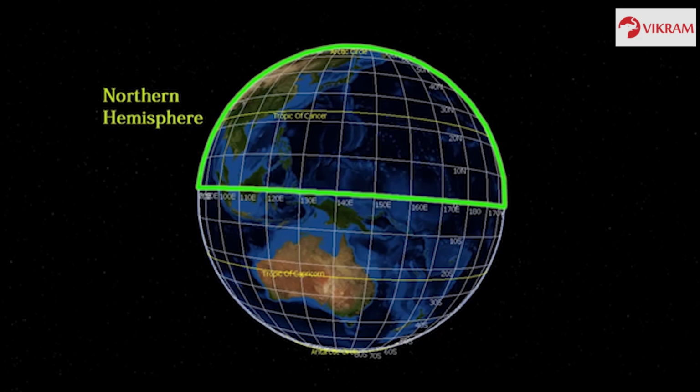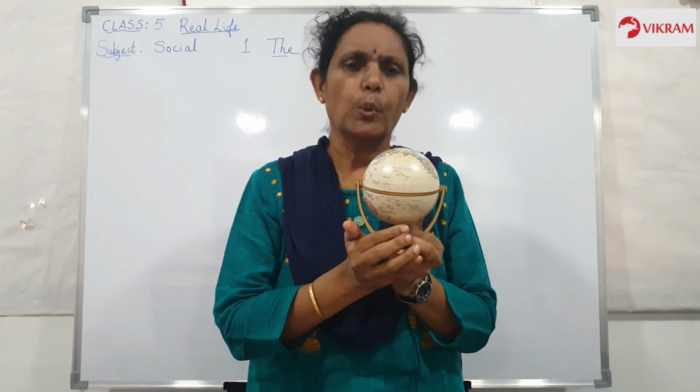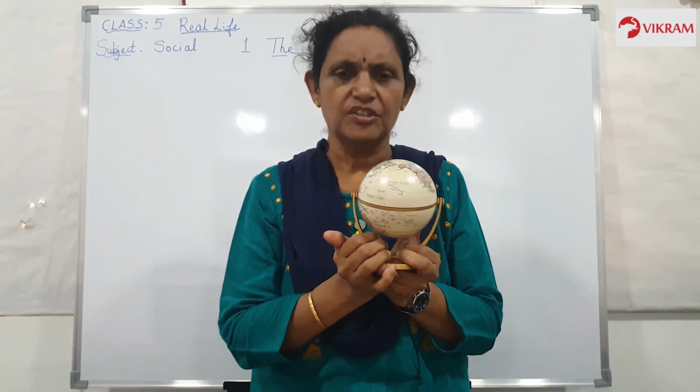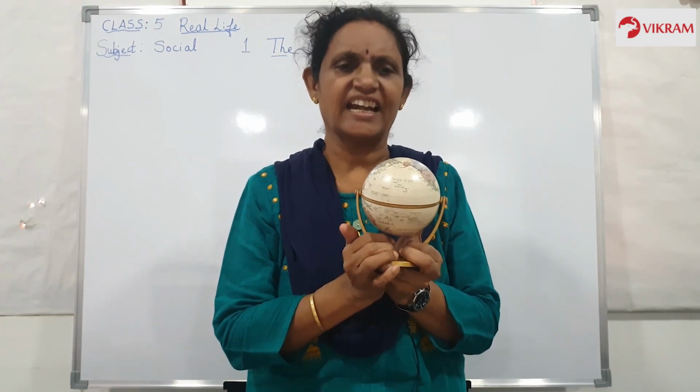Hemispheres. The upper half of the earth, which lies to the north of the equator, is known as the northern hemisphere, and the lower half, which lies to the south of the equator, is known as the southern hemisphere. Similarly, the earth is divided into western and eastern hemispheres also, with the Greenwich meridian or 0-degree meridian at its base.